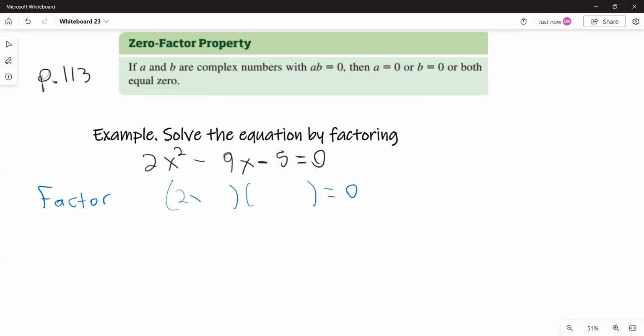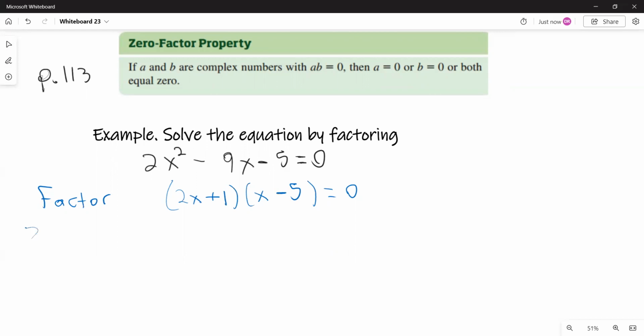So 2x squared, we can factor that as 2x and x. We want the product of the last terms to be minus 5, and the combinations to be minus 9. So we can do 2x plus 1 and x minus 5. So 2x times negative 5 is minus 10x. Minus 10x plus x is going to be minus 9x.